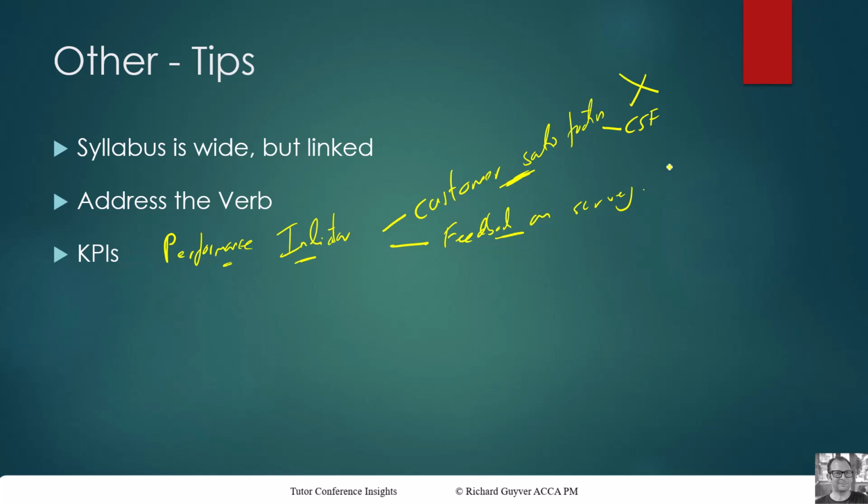It might feel like a subtle difference, but if you're asked to give KPIs, make sure you are giving performance indicators, not critical success factors. And then the other word is key. Don't give 10. If it asks for 1, give 1. If it asks for 2, give 2. And think what's important. What are the key performance indicators?